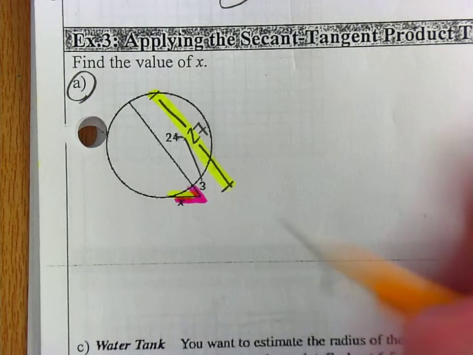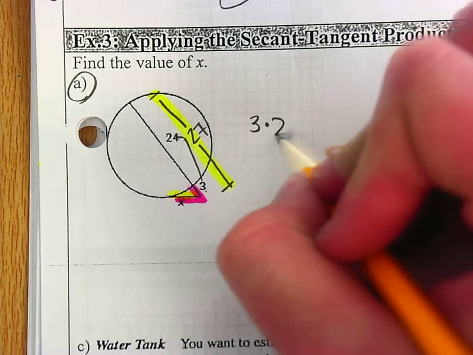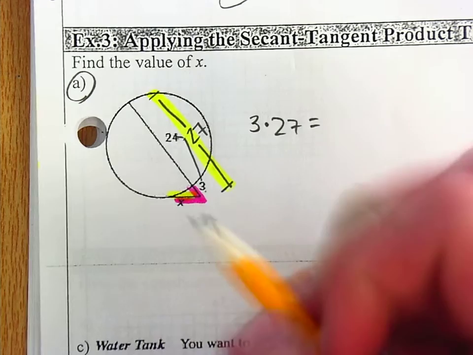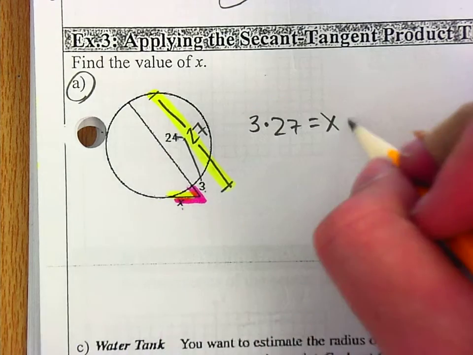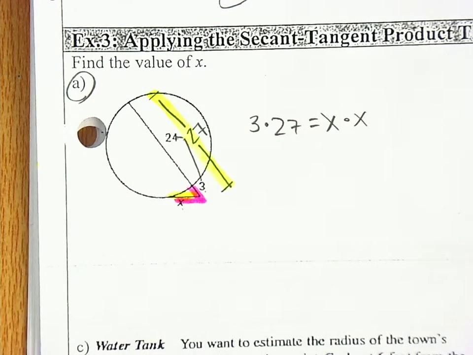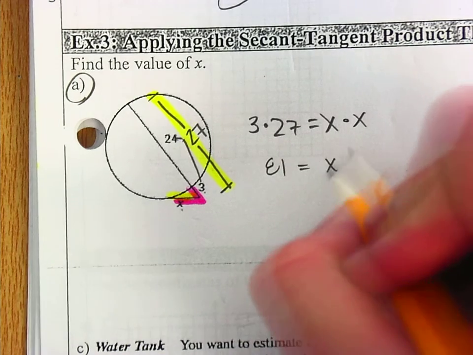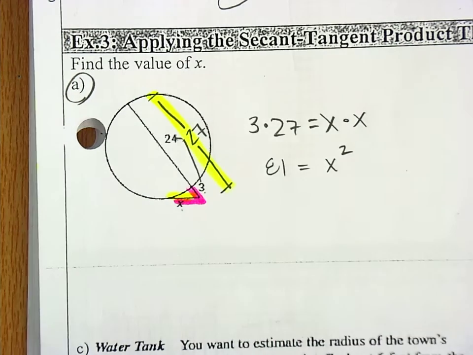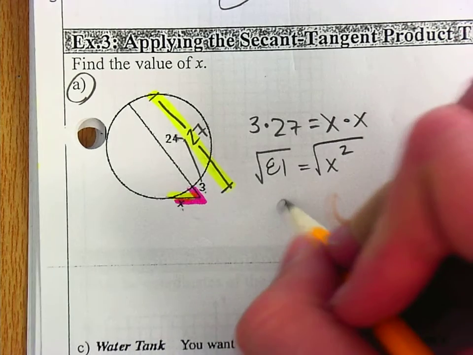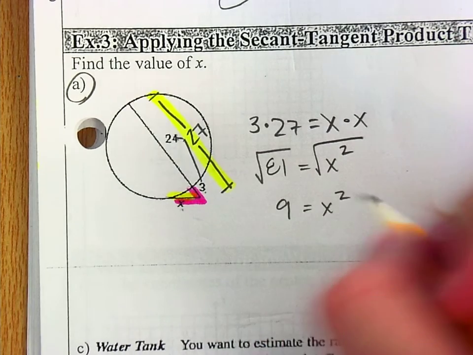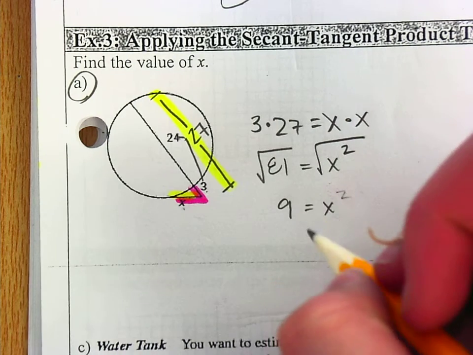All right, I'm just going to do external 3 times the whole, 27, equals external, that's X, times the whole, also X. Well, 3 times 27 is 81. X times X is X squared. So we're just going to square root that, and that works out to a nice even 9. I'm sorry, it doesn't equal X squared, but a nice even 9.